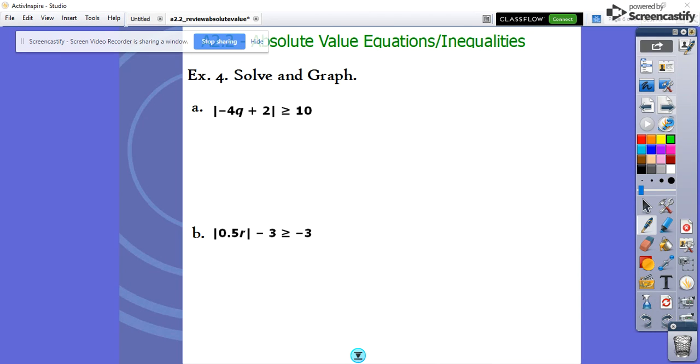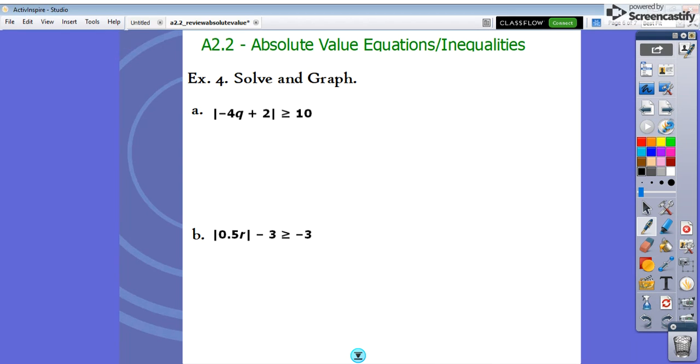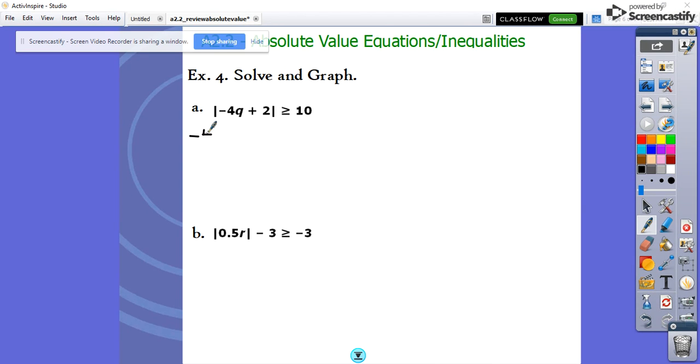What I want you to think about is we are going to now split our equation into 2 parts. -4q plus 2 is less than or equal to -10. And then the other part is -4q plus 2 is greater than or equal to +10. So one inequality looks exactly like the beginning one without the absolute value. The other one is the negative. So when I make it negative, I have to flip the sign as well. So now all we're going to do is solve.